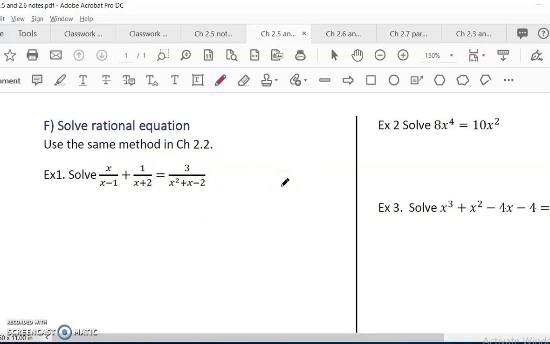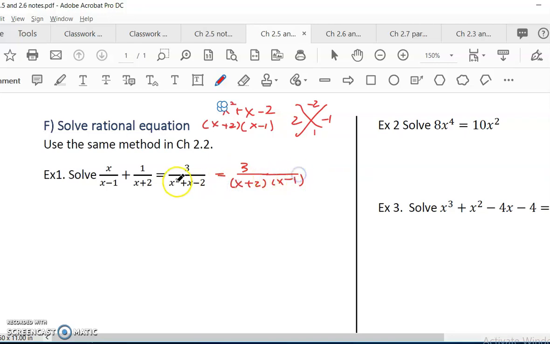Still remember how we do it in 2.2? We say if we want to solve something that has a denominator, we factor all the denominators and then find the LCD, right? So factor this first, x squared plus x minus 2. We can use diamond, negative 2 and 1. 2, negative 1, I guess. So it will be x plus 2, x minus 1. This actually gives you a hint. So you can write this as 3 over x plus 2, x minus 1.